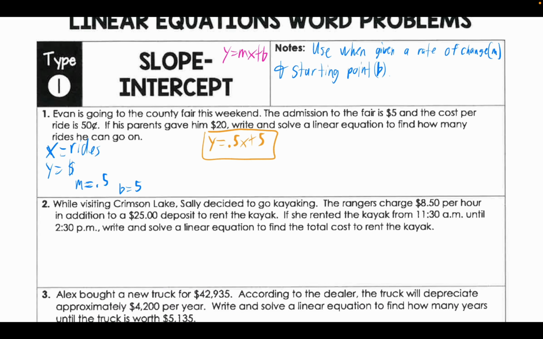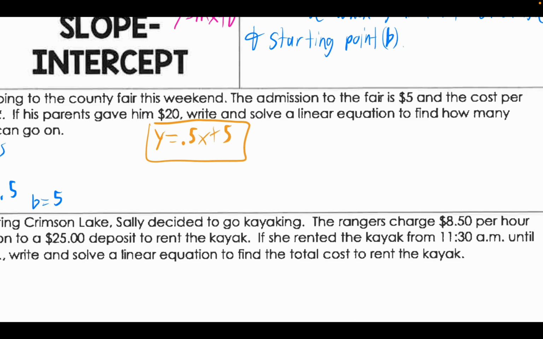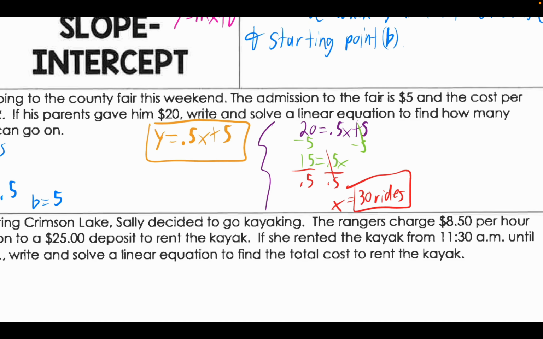And then we're told in this next sentence, okay, now we're going to use this equation. If his parents give him $20, write and solve a linear equation to figure out how many rides he can go on. So $20, that's going to replace y, and we're going to try and solve for x, the number of rides he can go on. So I'm going to say 20 equals 0.5x plus 5, and I'm going to start solving for x by subtracting 5 from each side. I'm going to get 15 equals 0.5x. Then I'm going to go ahead and divide both sides by 0.5, which is going to give me x equals 30. So that is 30 rides, with labels being very important here.